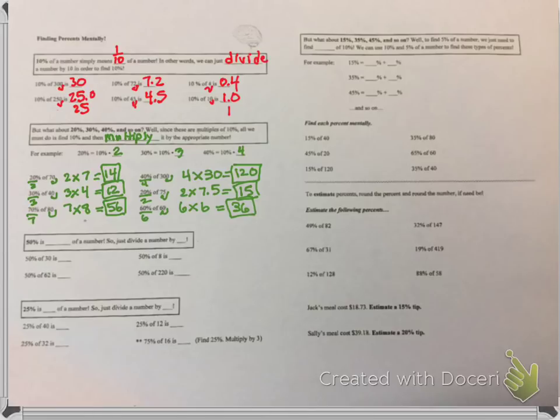All right, let's talk about 50%. We already did that in our foldable. And 50% is going to be 1/2 of a number. So just divide a number by 2. Again, we wrote that on our foldable. So it says 50% of 30 is, well, I'm just going to divide 30 by 2, and I get the answer of 15.